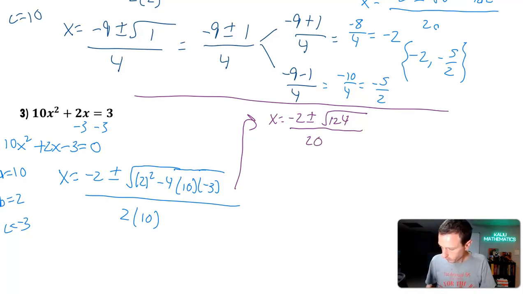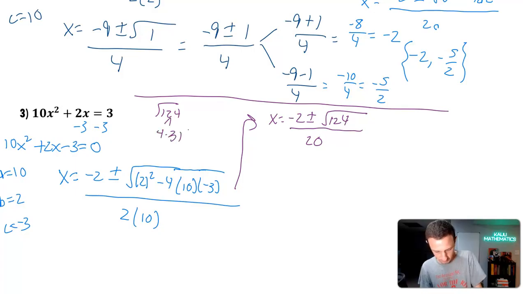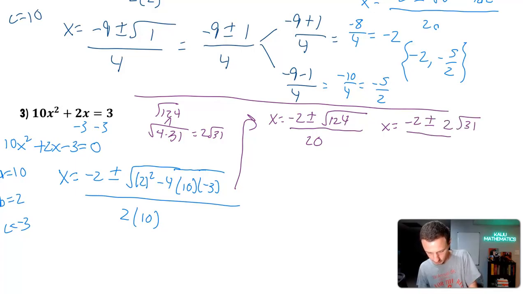124, we can simplify that radical. So 124, I'm going to do that right here. So square root of 124 is 4 times 31. So the square root of 4 is 2, so that's going to be 2 root 31. So I will have x equals negative 2 plus and minus 2 square root 31 all over 20.